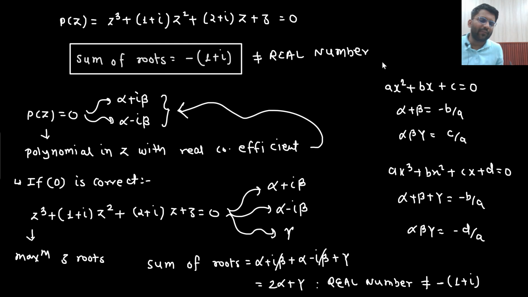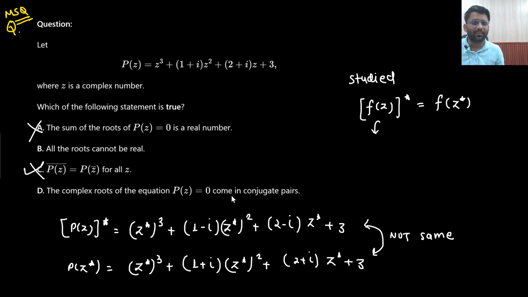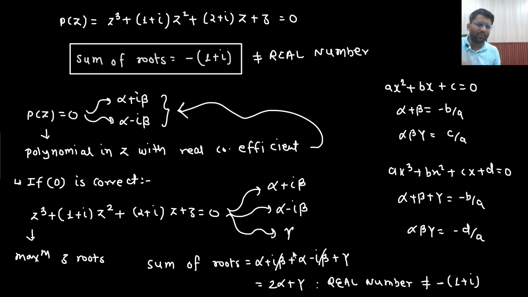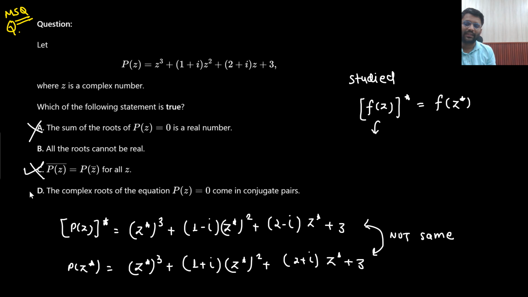That means if you are saying that roots are appearing in the conjugate pair, then the sum of all the roots should be a real number, which is not the case here, because the sum of roots is -1 minus iota. That means this option is also wrong.